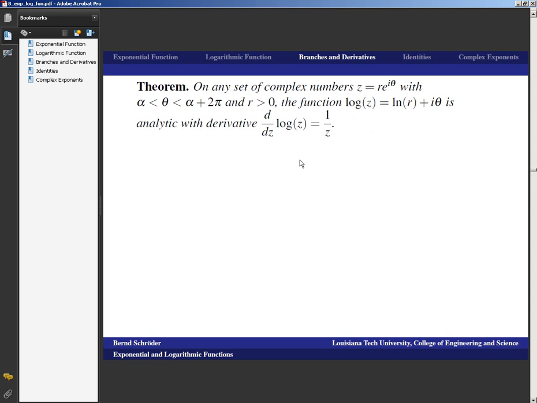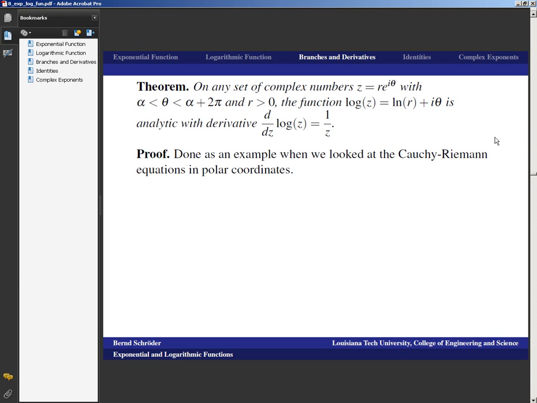That function is analytic with derivative of the logarithm being 1 over z. Again, the derivative of the natural logarithm on the real line is 1 over x, so it should not be surprising that the derivative of the complex log is 1 over z. And the proof is one of the nicer ones because we've done this as an example when we talked about the Cauchy-Riemann equations in polar coordinates, so that means we don't have to do the proof again.